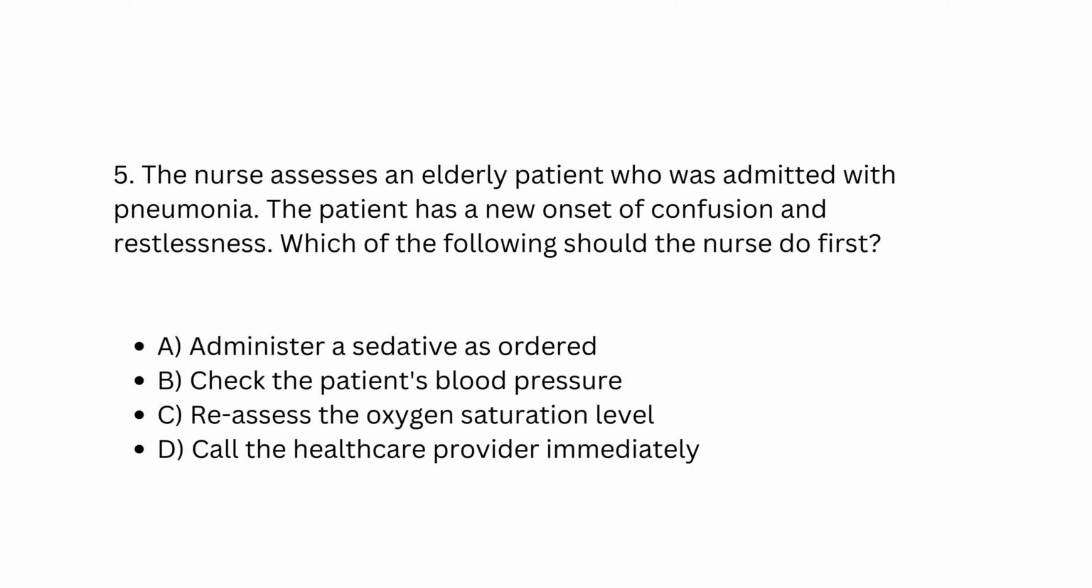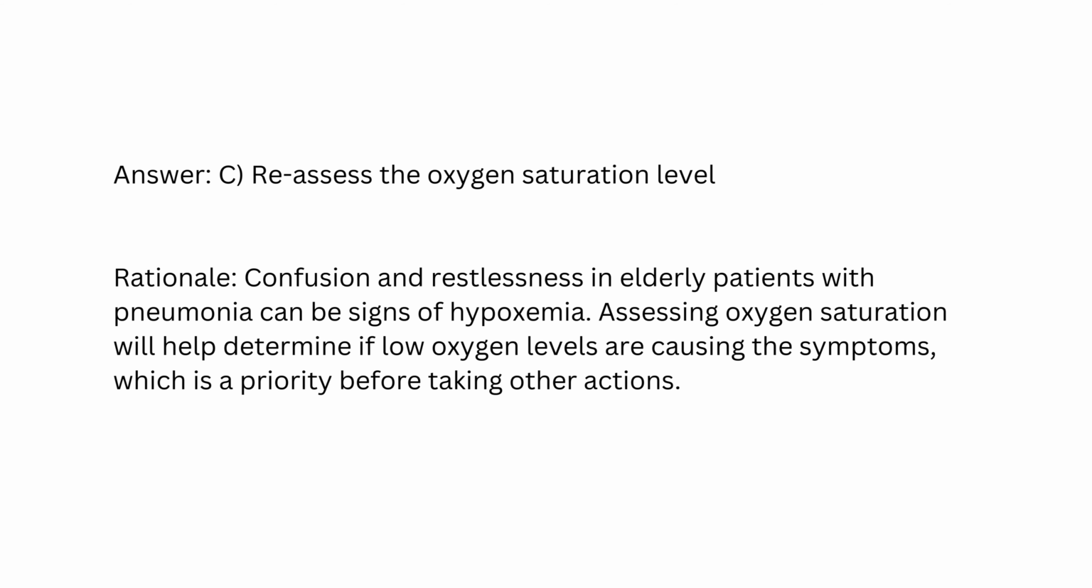5. The nurse assesses an elderly patient who is admitted with pneumonia. The patient has a new onset of confusion and restlessness. Which of the following should the nurse do first? A. Administer a sedative as ordered. B. Check the patient's blood pressure. C. Reassess the oxygen saturation level. D. Call the healthcare provider immediately. Answer: C. Reassess the oxygen saturation level.